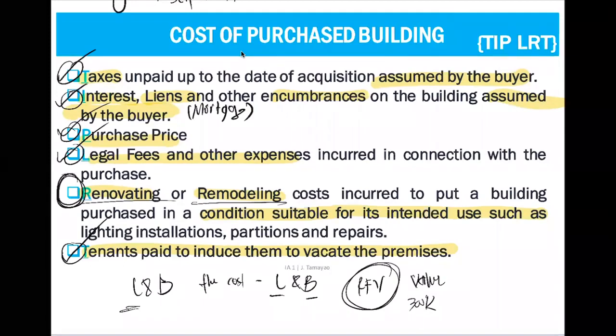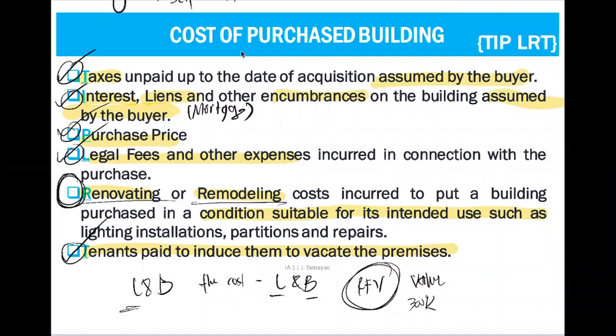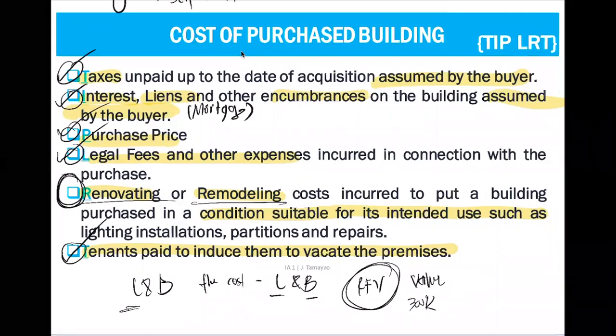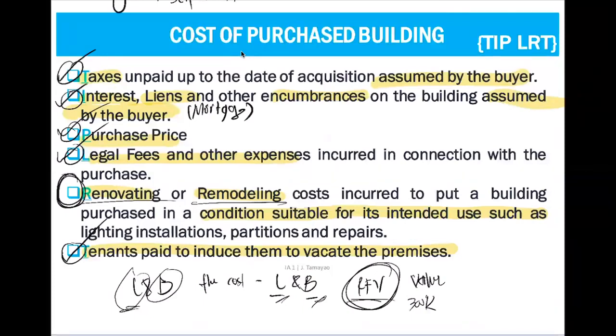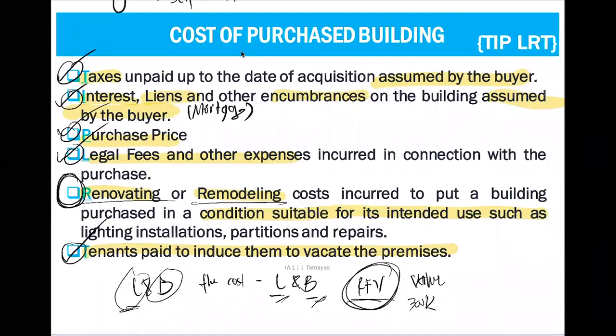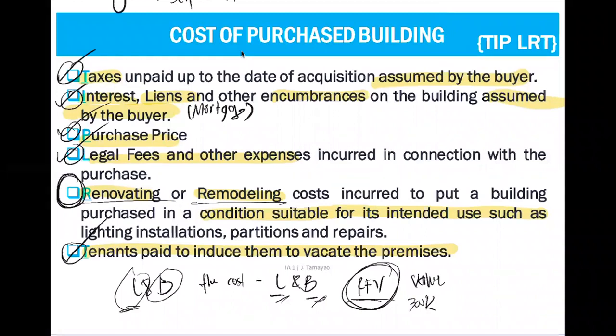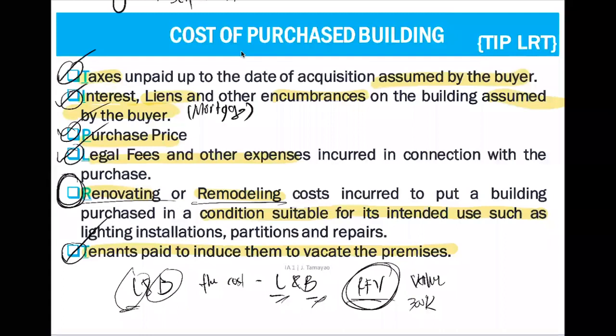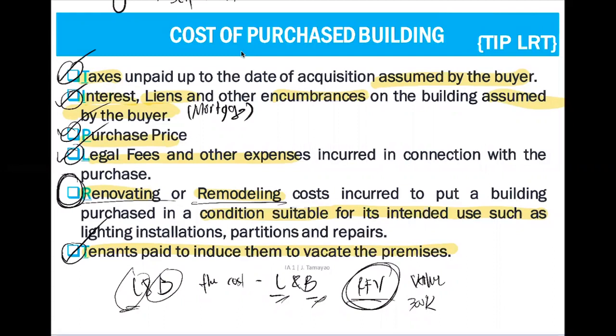But 1, 2, 3, 4, and number 6 is included also on the cost of the land. So the problem here is, what if we purchase land and building at the same cost? How will we allocate this similar cost which is attributable to land and building? We allocate them using relative fair value. Take note, if the cost is similar or attributable to both land and building, you will still allocate it. Hindi lang yung taxes unpaid ibibigay kay land. Pwede rin natin yung ilagay kay building. Yung interest, yung mortgage, yung encumbrance, pwede rin natin ilagay kay building.